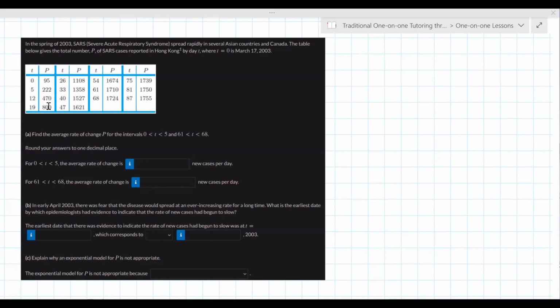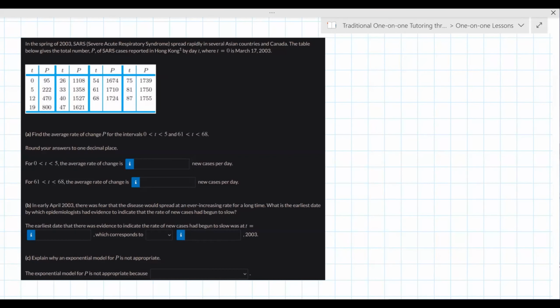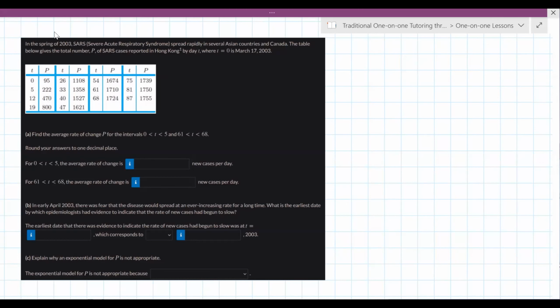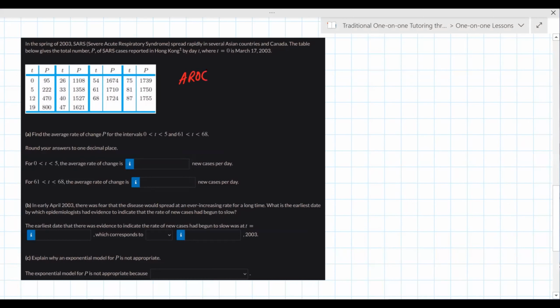All right, so if you're seeing my screen, it wants the average rate of change, the AROC, if you will, and average rate of change is just the slope. So from 0 to 5, you've got to get P of 5, which is 222. So it's that second number there, minus P of 0, over 5 minus 0. So that we're going to get that number. This is one decimal place. If you've got a calculator handy, that number is going to go here in this first position.